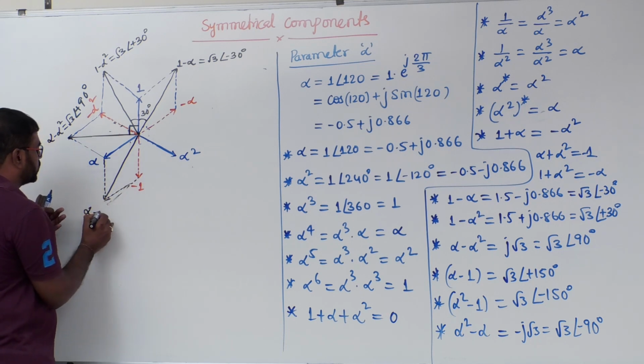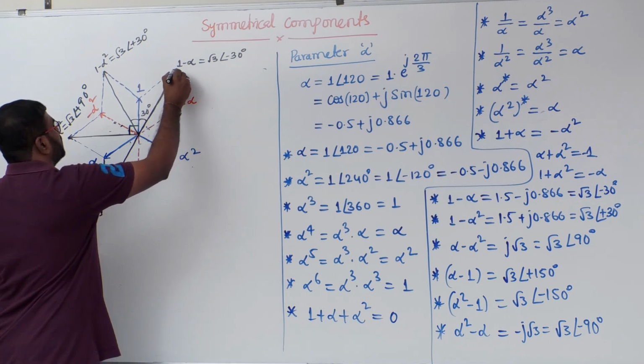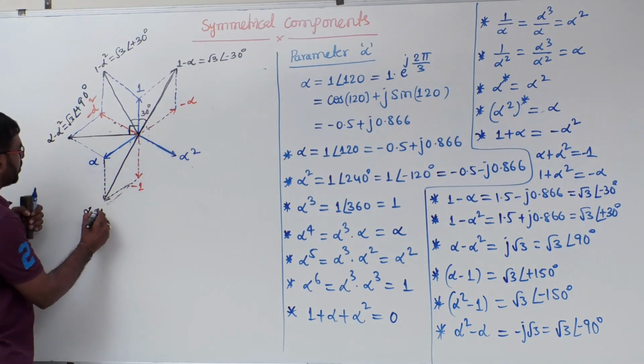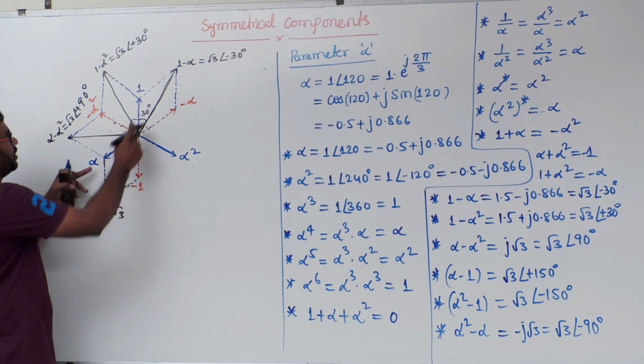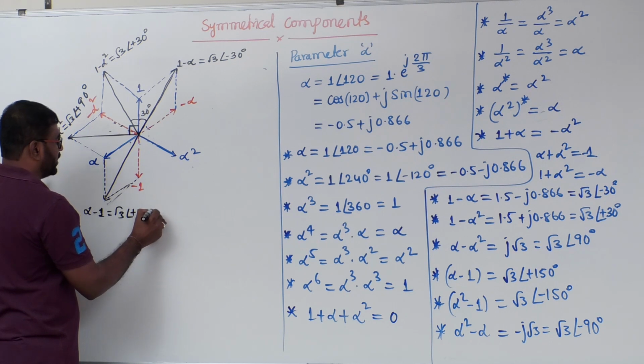So this is alpha minus 1, exactly opposite to 1 minus alpha. Check if you have any doubt. Now tell me, this alpha minus 1 value is what? Root 3 at an angle. This is 120, this is 30 degrees. So root 3 at an angle plus 150 degrees.